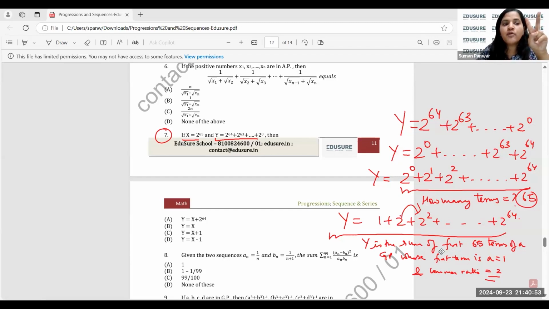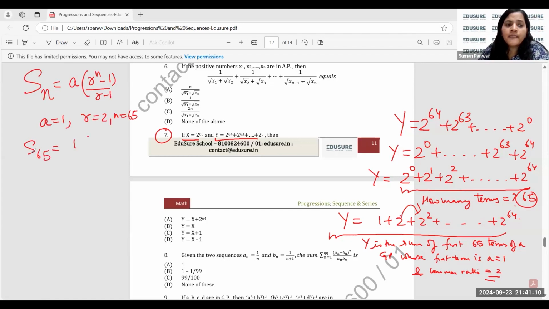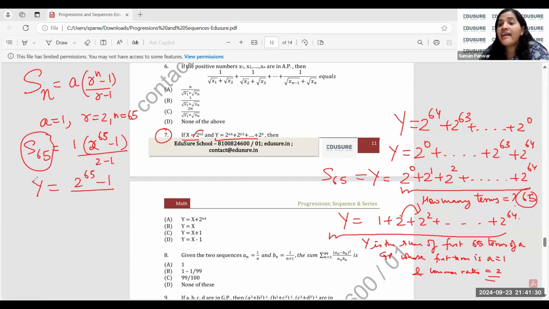Okay. So what is the sum of n terms of a GP? हमने फॉर्मूला सीखा था और इसीलिए फॉर्मूला इंपॉर्टेंट है. यहां पर a क्या है? 1. r क्या है? 2. n क्या है? 65. So S65 equals 1 times (2 to the power 65 minus 1) upon (2 minus 1). और S65 है क्या? y. y S65 ही तो है, first 65 terms. Okay, so y equals (2 raised to the power 65 minus 1) upon (2 minus 1). 2 minus 1 क्या होता है? 1. ओके, और 2 raised to the power 65 है क्या? x. So y is equal to x minus 1.